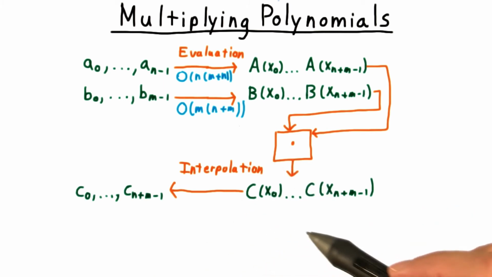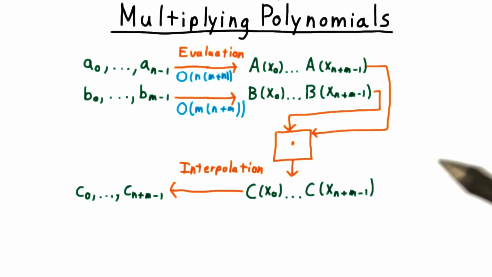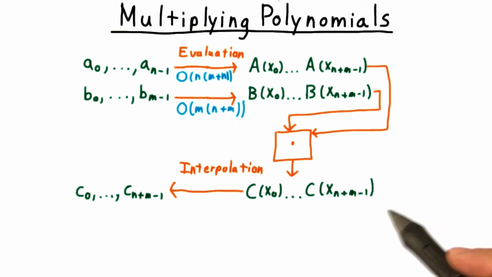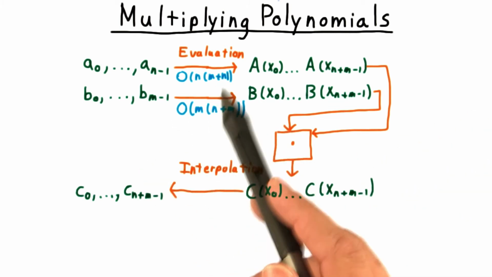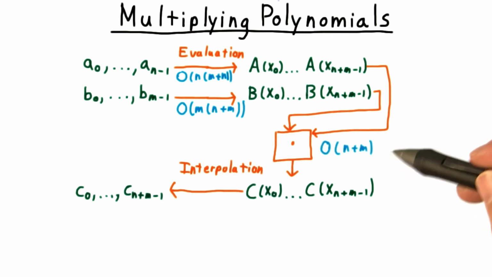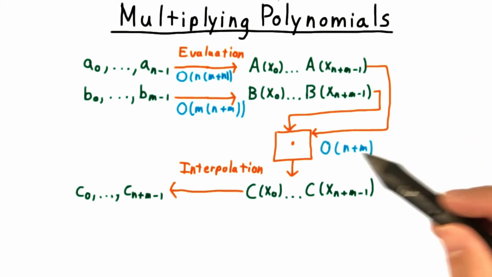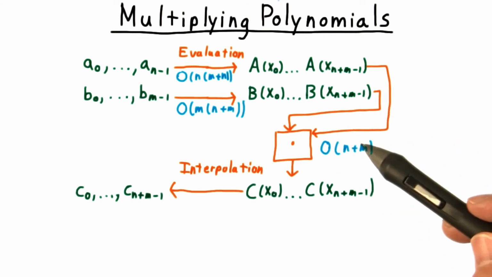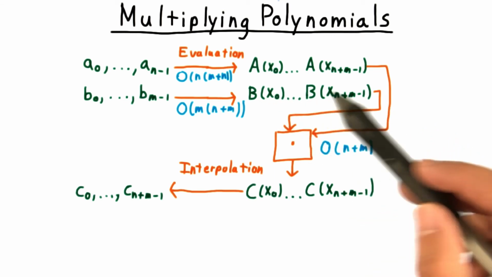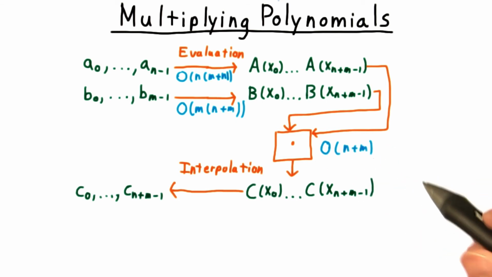You can find a link in the instructor's notes. You can also think about filling out the Vandermonde matrix and then doing the matrix multiplication. Regardless, for arbitrary points, we end up with a quadratic running time. Multiplying in the value domain takes order n plus m time, since we just multiply the values for the corresponding inputs, x_j. This part is fine.